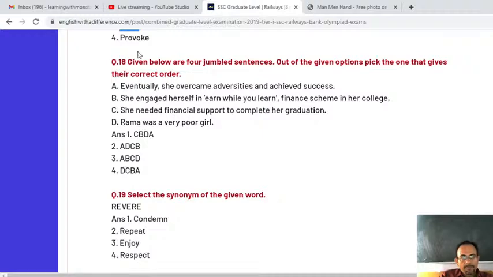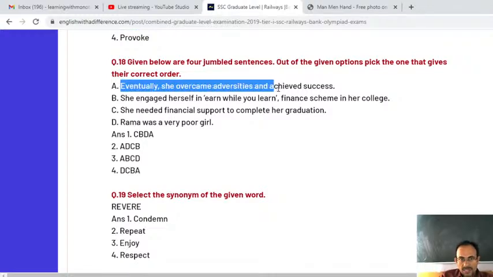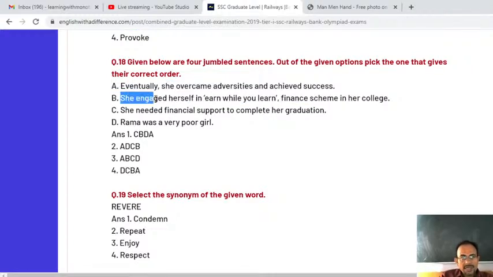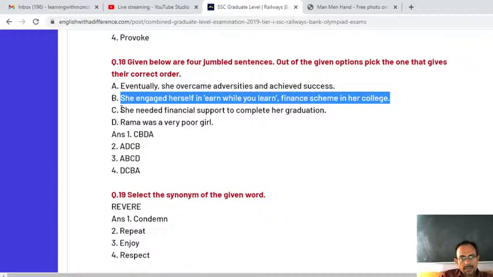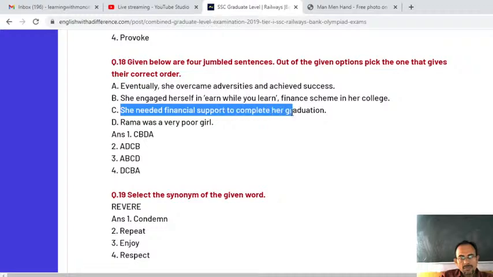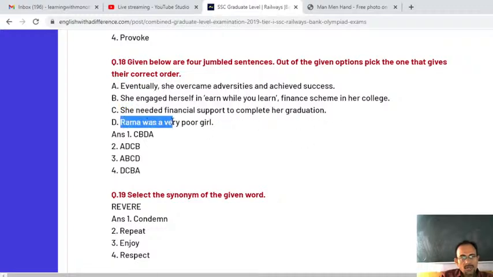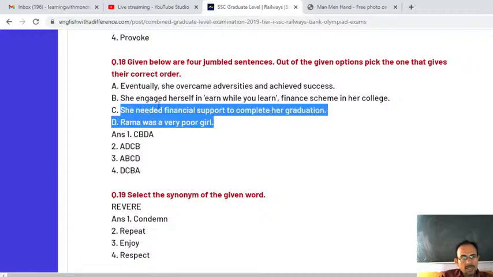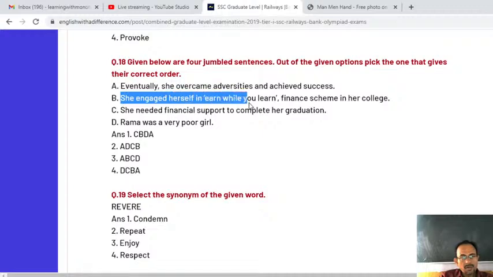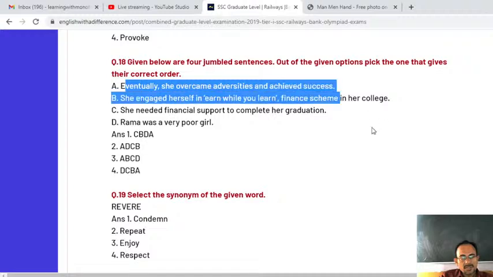Then this one you tell me. Here also again you have to find the sequence once again. Eventually she overcame adversities and achieved success. She engaged herself in earn while you learn finance scheme in her college. She needed financial support to complete her graduation. Rama was a very poor girl.